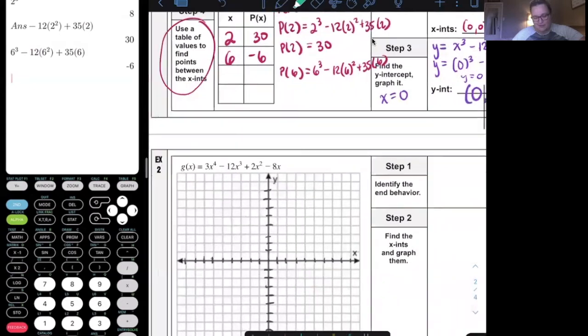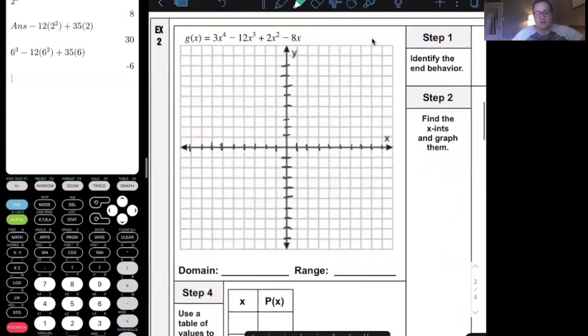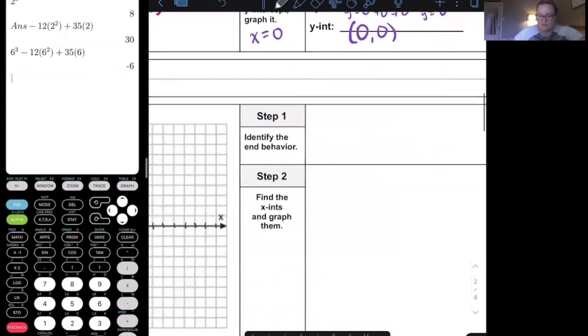All right, let's try another one. So this polynomial function is g of x equals 3x to the fourth minus 12x cubed plus 2x squared minus 8x. I'm going to walk you through each step. I want you to pause and then press play between each step to check your work against mine and see if you can figure out some of this on your own without me. So step 1, identify the end behavior.